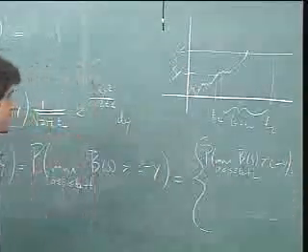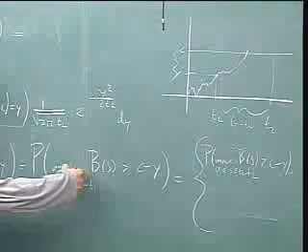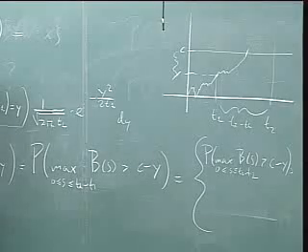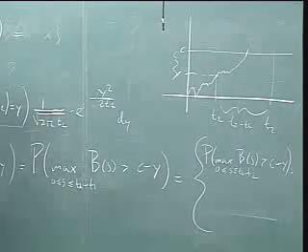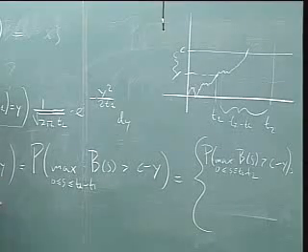But now, if y is greater than c, then this is the probability that the maximum of our Brownian motion is greater than some negative number. And what probability is that? It's just 1, right? Because the Brownian motion starts at 0.